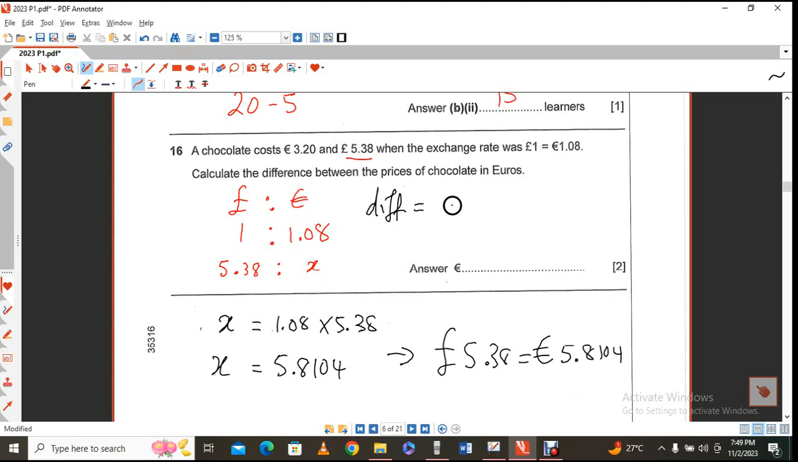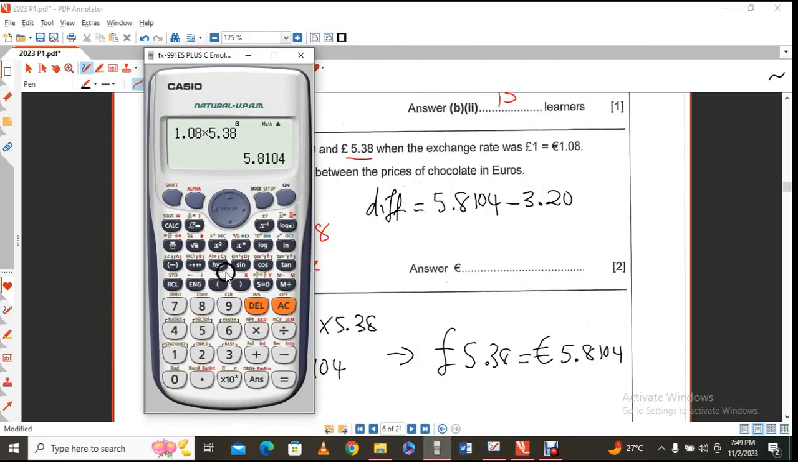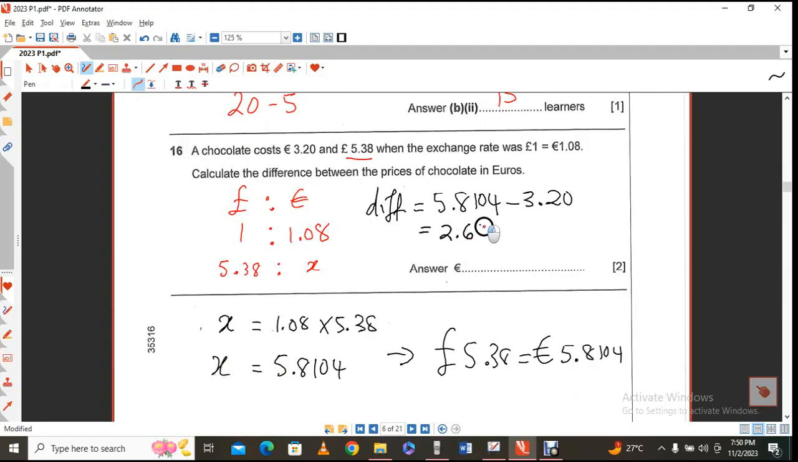Now, the difference between the prices, you find by subtracting the euros from the euros. So you'll be saying 5.8104 minus 3.20 over there. Okay? So go ahead then and let's do the subtraction. So this is going to be minus 3.2, of course, giving me an answer of 2.6104. So that is 2.6104 euros, which you can go ahead and give to 3 significant figures, which is 2.61 euros.